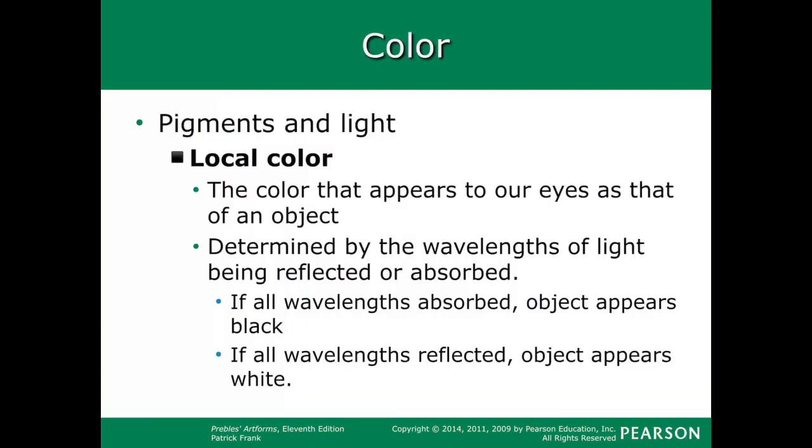So when it comes to color, there are pigments and light. Local color is the color that appears to our eyes as that of an object. If you see a painting where everything is realistic and very natural, the artist uses natural colors, such as the grass being green, the sky being blue, the tree having brown on the trunk, and so on. That's what we call local color. The color that appears to our eyes.